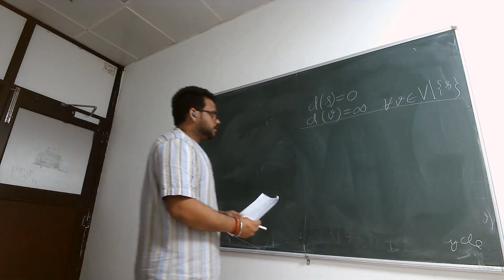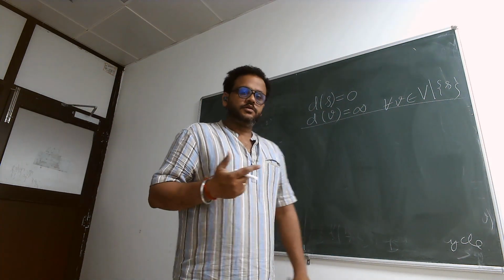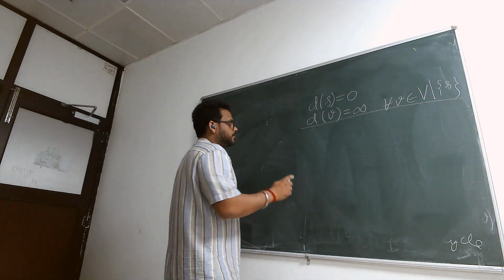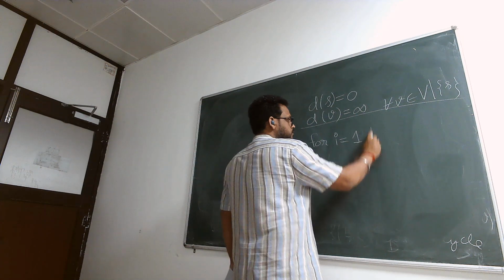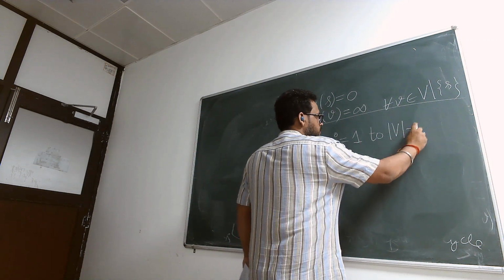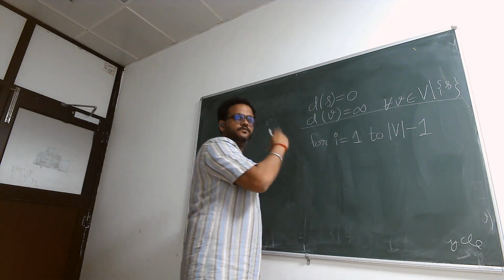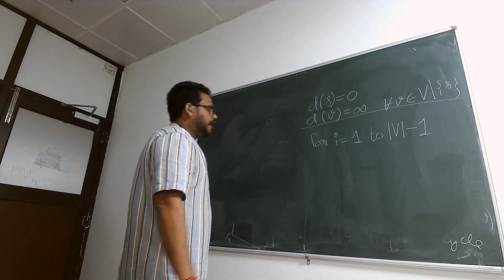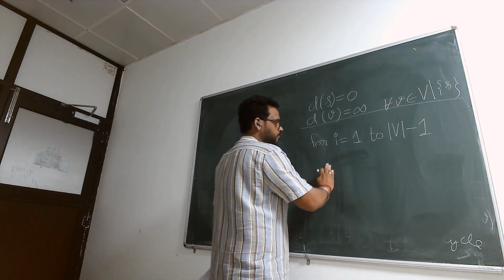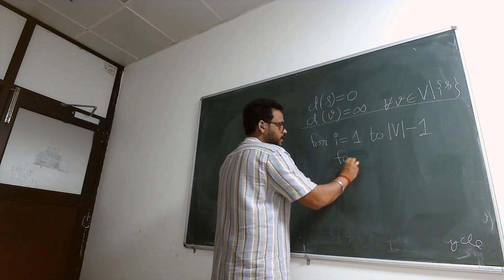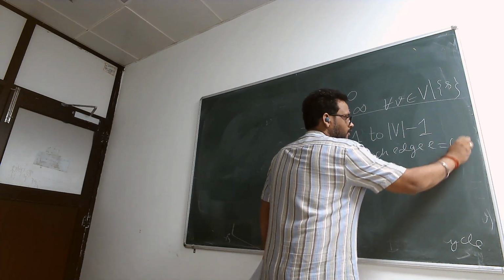This is the pre-processing. Here we'll run our outer loop n minus 1 number of times. Let me write down something. For i equal to 1, 2, and so on, I will run this for n minus 1 times. In each iteration, I will go and check all the edges. So for all edges, e equal to (u, v), I will do something.